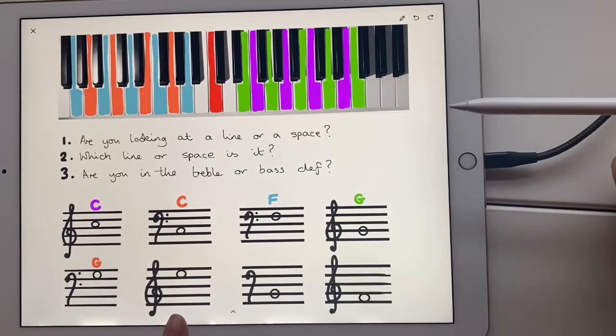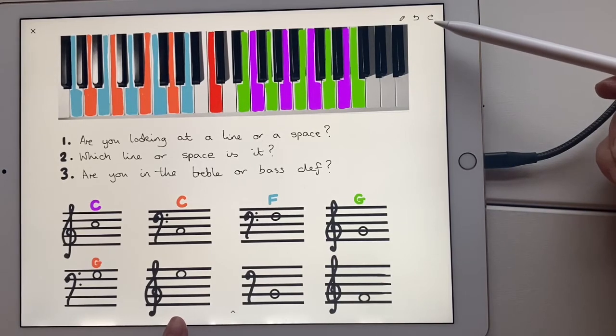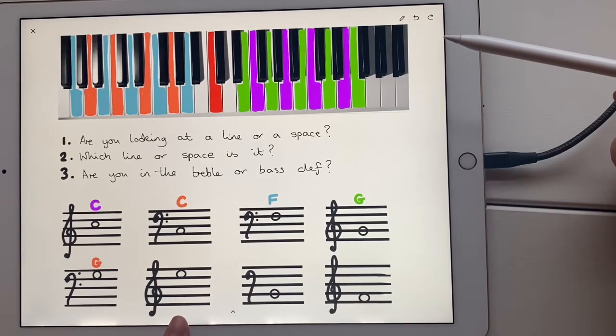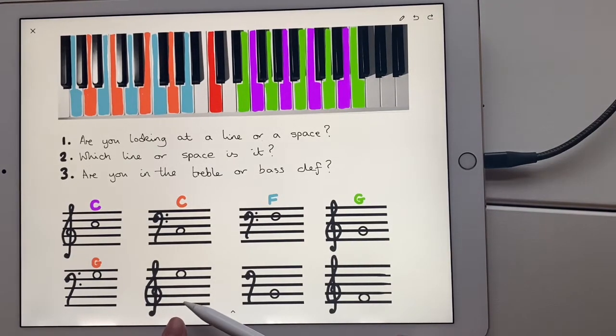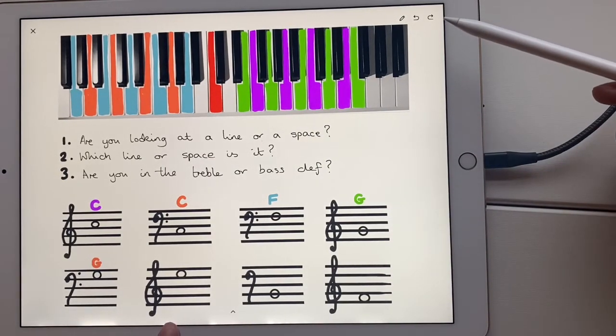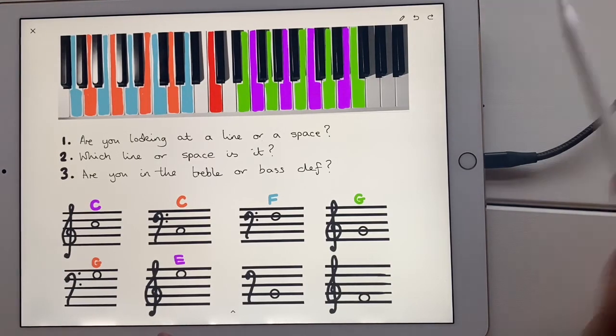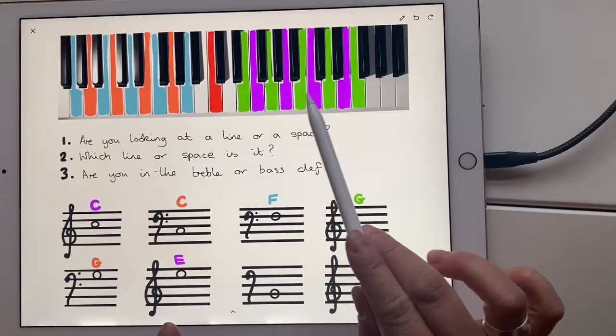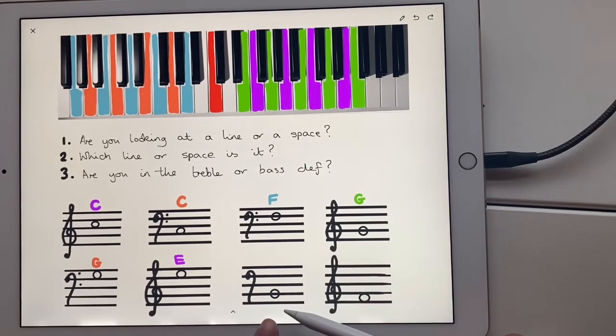Okay, here we go. So, this one here. Line or space? Pause. It is a space. 2. Which line or space? Pause. It is space 4. 1, 2, 3, 4. Treble or bass clef? Pause. Treble clef. So we need our treble clef spaces. Now they spell the word face. F-A-C-E. So, pause. Did you get it right? It is an E. It is this E here. F-A-C-E. Super.